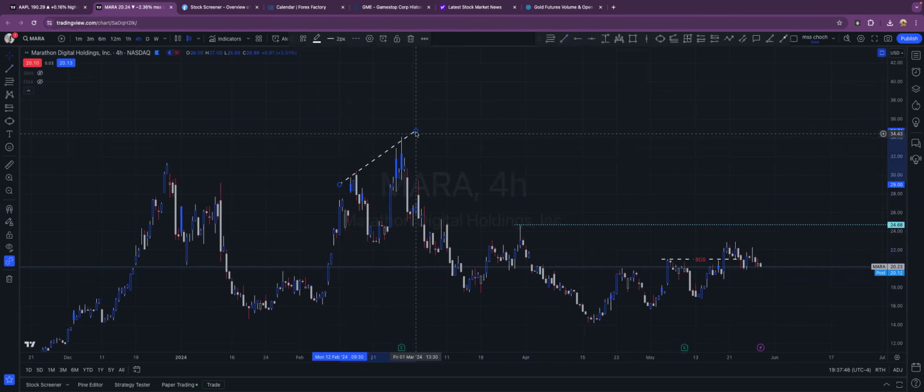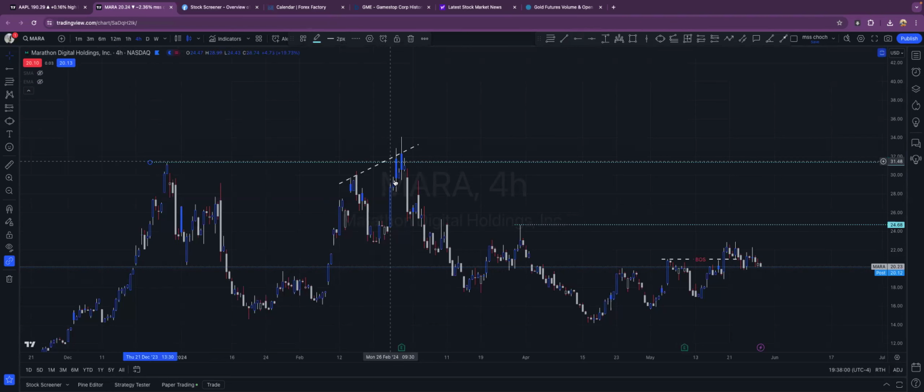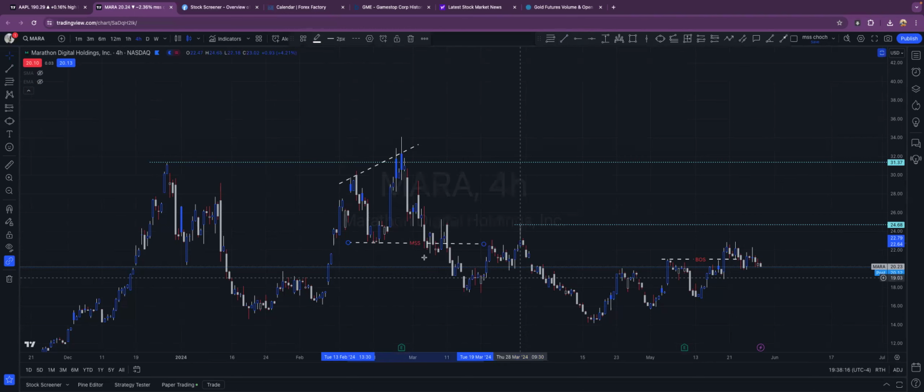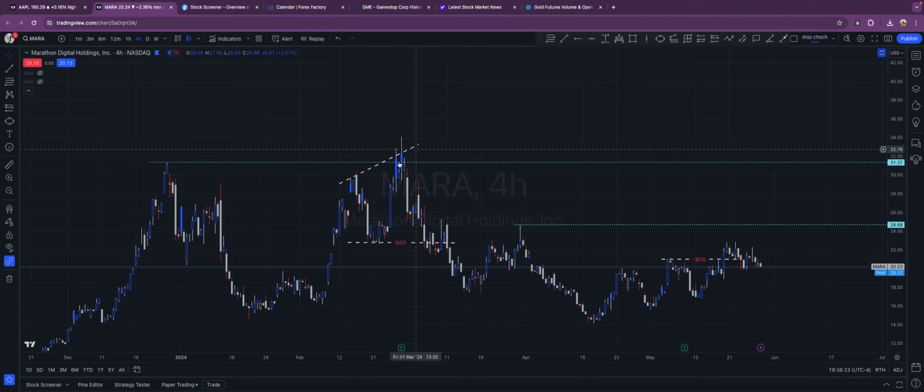They did this little fancy up move like this. Right. Oh, we did that. Took that high out. Took the high, took the liquidity, then dumped. And this is what I'm talking about here. See, the moment they dump, this was your market structure shift. MSS.